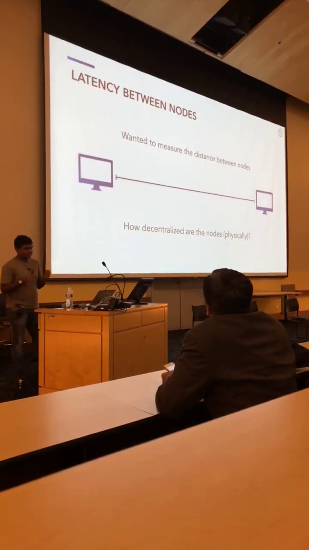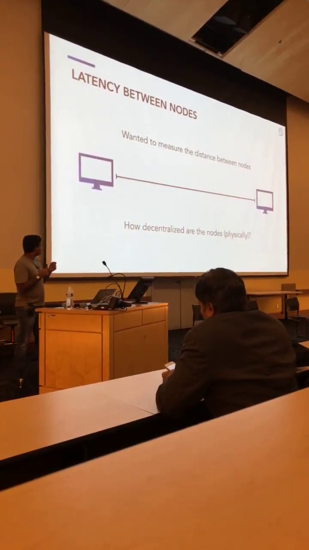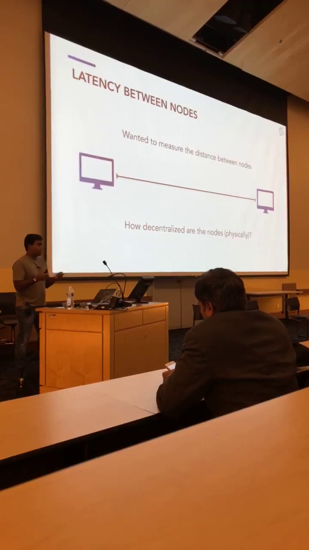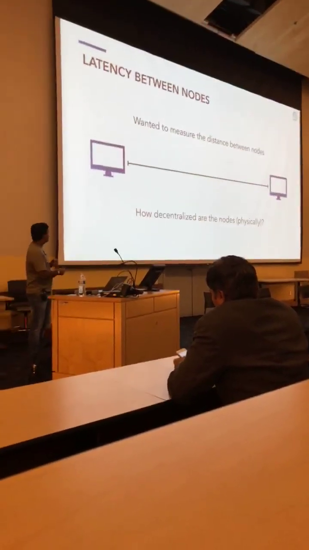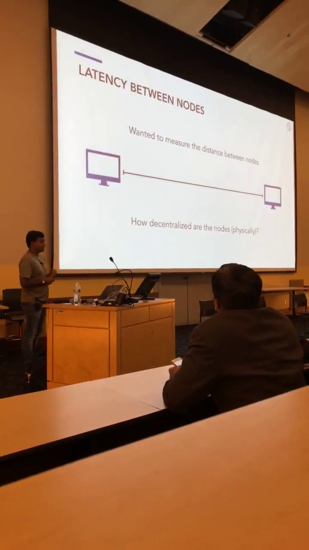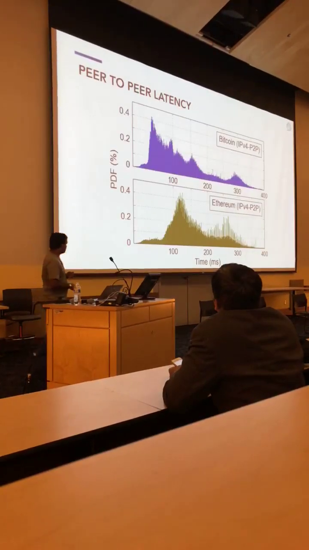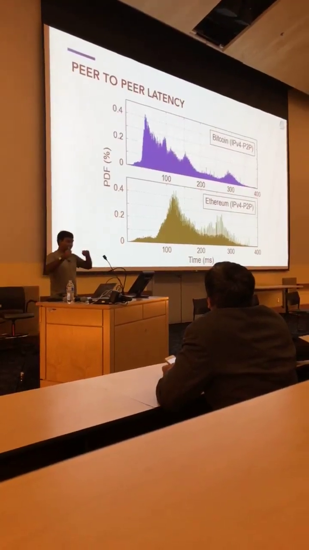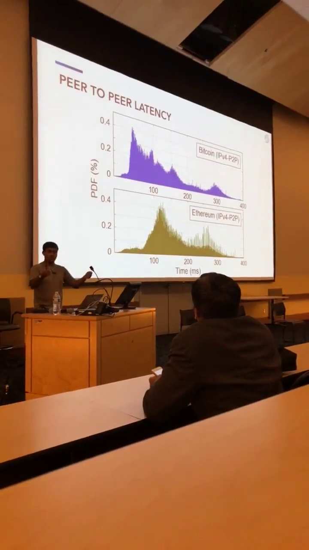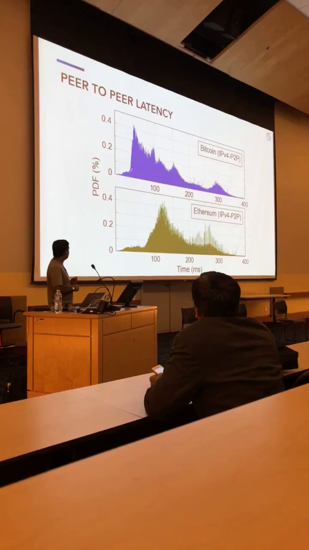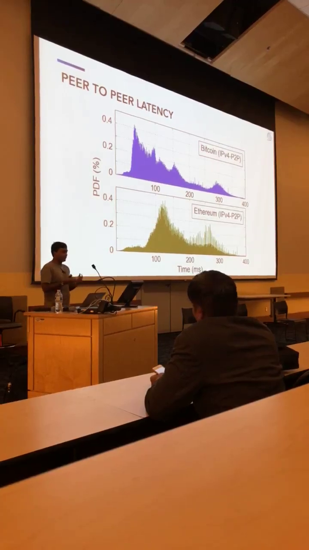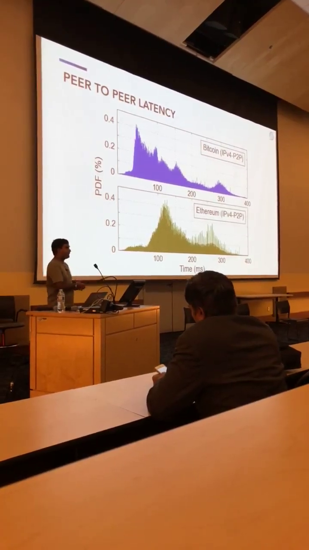The next thing we look at is the key issue behind decentralization, which is how physically decentralized are these nodes? We want to measure the distance between two nodes. Again, on the x-axis we have the estimated ping latency between two arbitrary nodes in the Bitcoin and Ethereum network, and on the y-axis we have the percentage of nodes that have that latency.